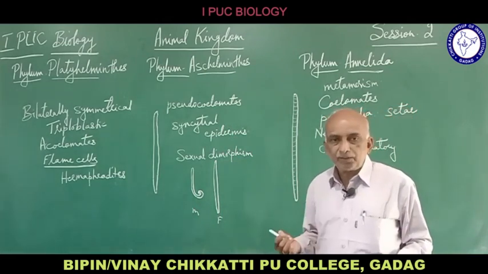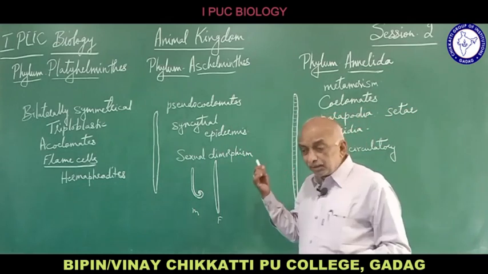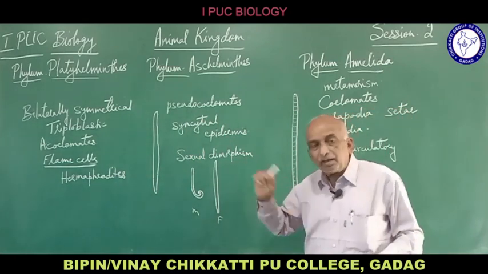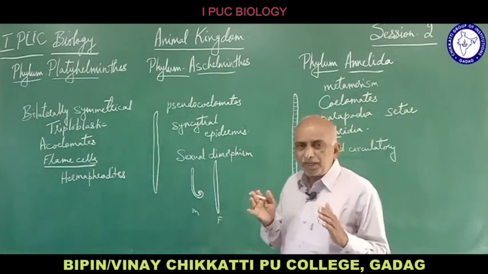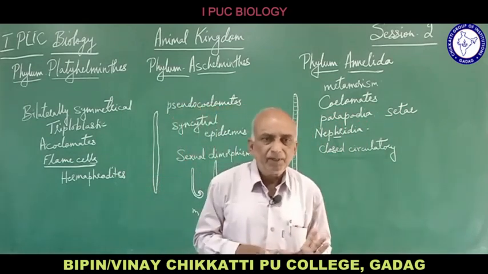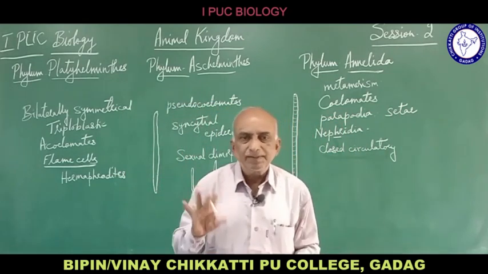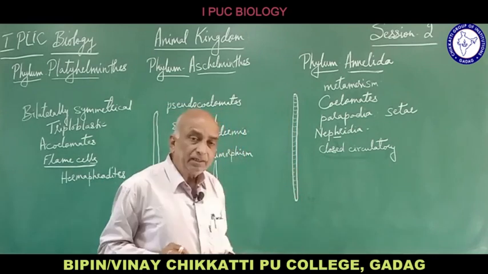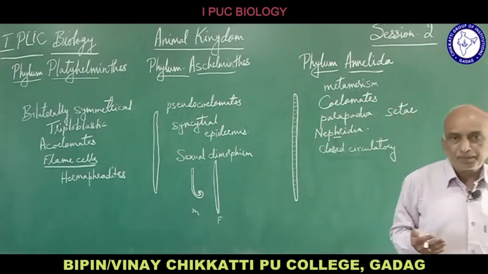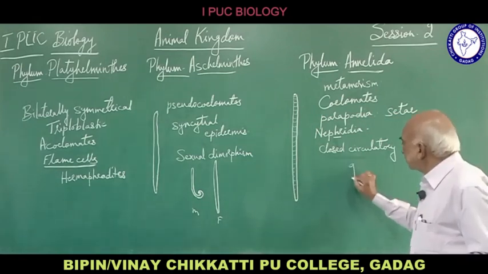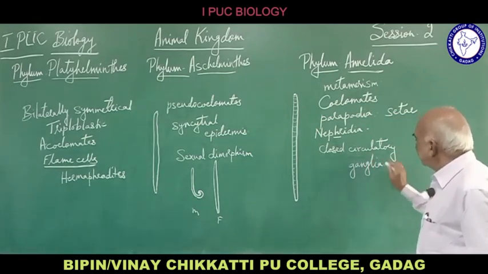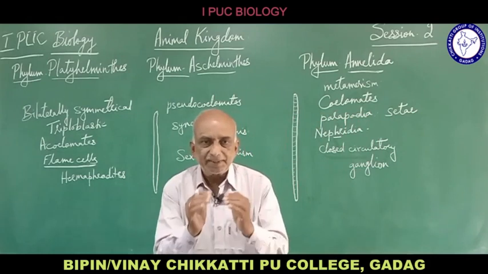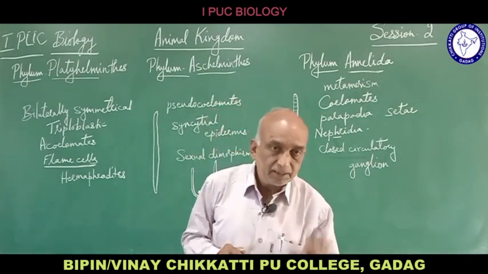So it does not mean that the nervous system is absent. Even in phylum Coelenterata and phylum Ctenophora, there are nerve cells. But the nerve cells are not well defined. They are freely present and conducting simple transmission. But here the nerve cells are well developed and organized into structures which are called ganglia. Ganglion, single, means a group of nerve cells which are aggregated and well organized. It is called ganglia.